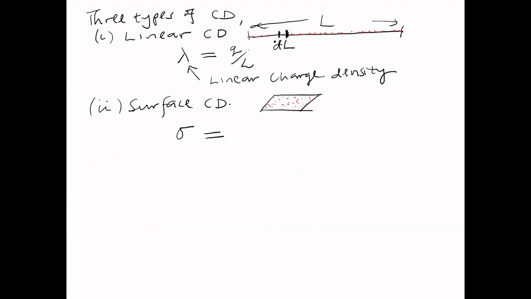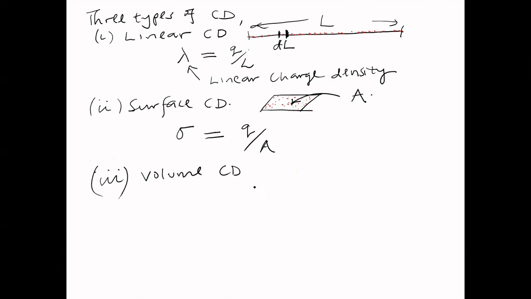Remember, linear charge density is the charge per unit length. The surface charge density would be the charge over area, the charge per unit area, because this surface has a surface area that you can call A. The charge per unit area is what is called the surface charge density. In a similar way, you have the volume charge density.